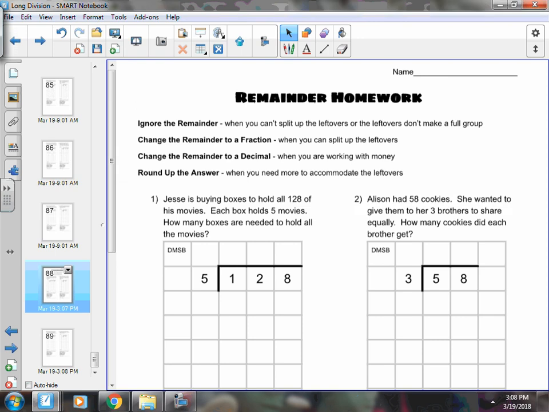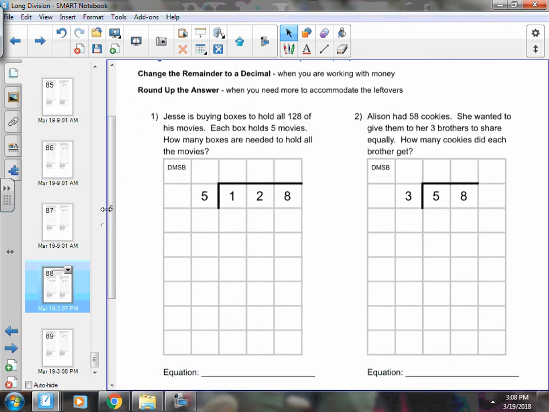Number 1, Jesse is buying boxes to hold all 128 of his movies. Each box holds 5 movies. How many boxes are needed to hold all the movies?